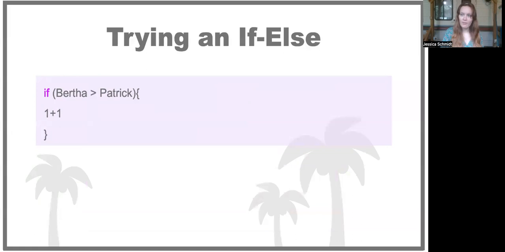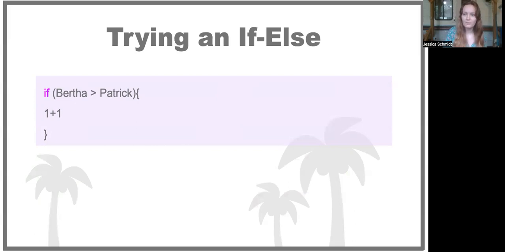Okay, so now that we have that, let's build our first if-else statement in R. First, the if. If Patrick is bigger than Bertha, that's our condition. So basically, if Bertha is older than Patrick, because remember those values represent their ages. So if Patrick is bigger than Bertha, then we do our curly brackets to indicate a code block. So in my code block, I put 1 + 1. Basically what we're saying is if Bertha is a bigger age than Patrick, calculate 1 + 1.